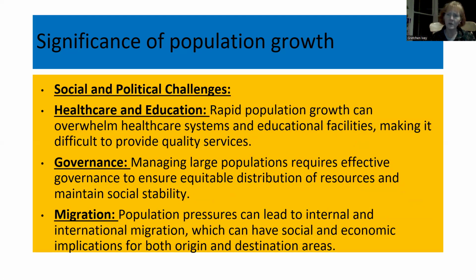Okay, and social and political changes. So we've got healthcare and education again. Rapid population growth can overwhelm the healthcare systems and education facilities, making it difficult to provide quality service. Governance. Managing large populations requires effective governance to ensure equitable distribution of resources and maintain social stability. And then you've got migration as well.